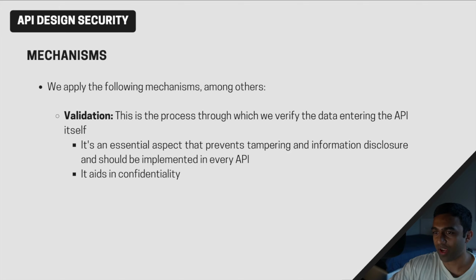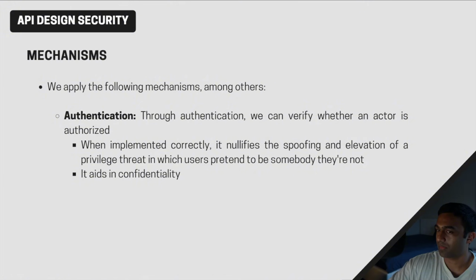Validation. This is the process through which we verify the data entering the API itself. It's an essential aspect that prevents tampering and information disclosure and should be implemented in every API. It aids in confidentiality. Authentication. Through authentication, we can verify whether an actor is authorized. When implemented correctly, it nullifies the spoofing and elevation of privilege threats in which users pretend to be somebody they're not. It aids in confidentiality.